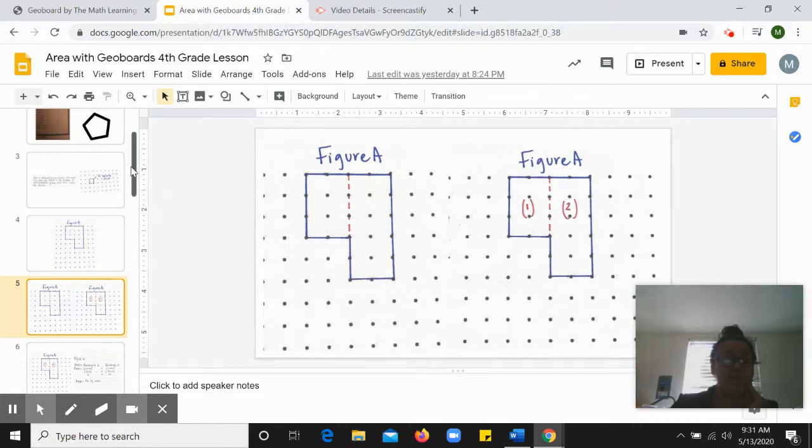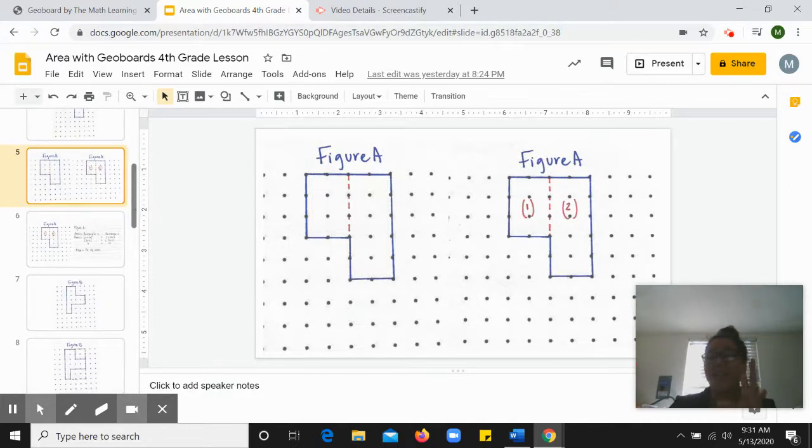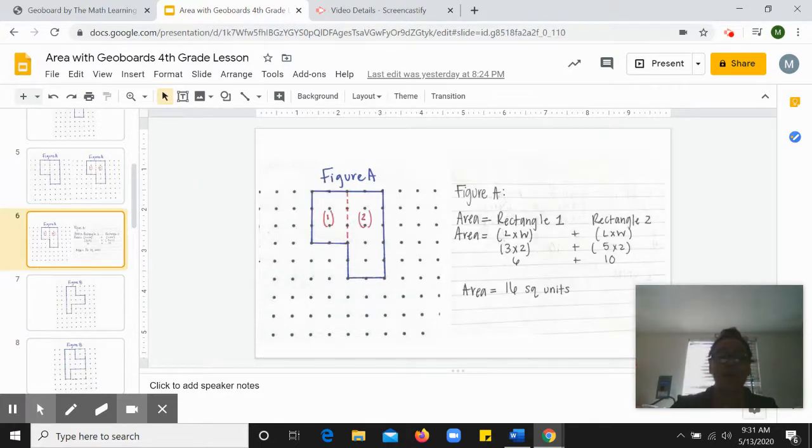So for the addition method, what we need to do is find the area of the smaller pieces, then we're going to add those together, and that's going to be the area of the entire thing. So over here, I'm going to find the area of this smaller rectangle first. So we're going to use the length times the width method. So the length of rectangle 1 is 1, 2, 3, and then the width is 1, 2. 3 times 2 equals 6. So the area of this rectangle is 6.